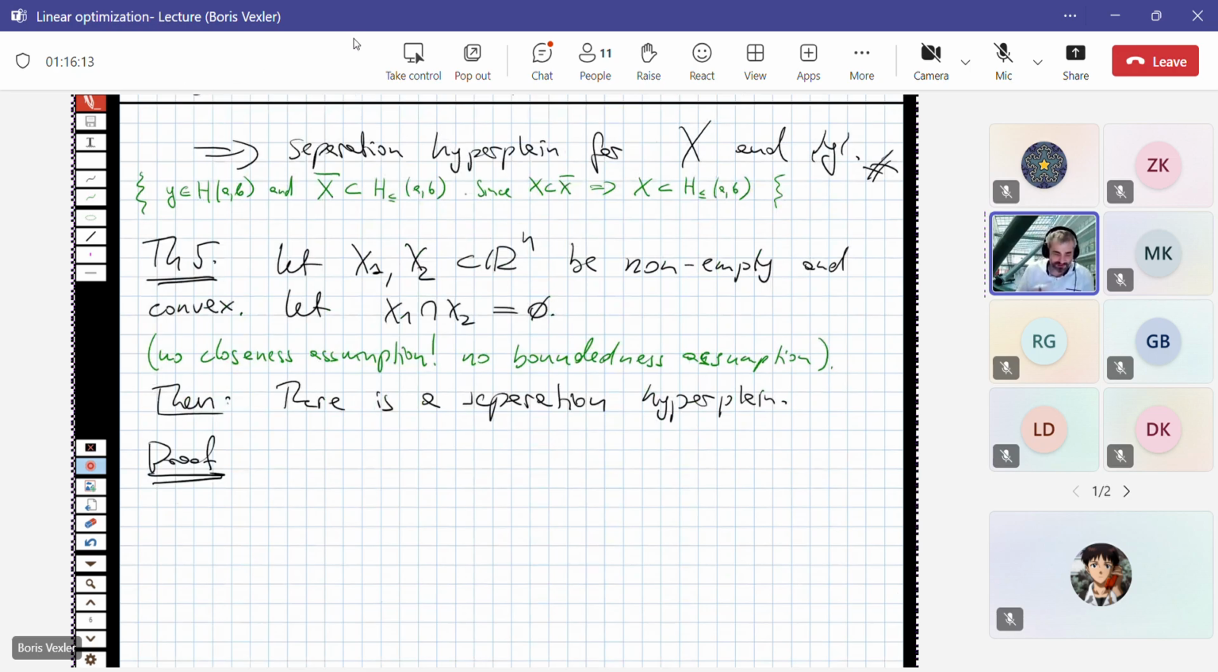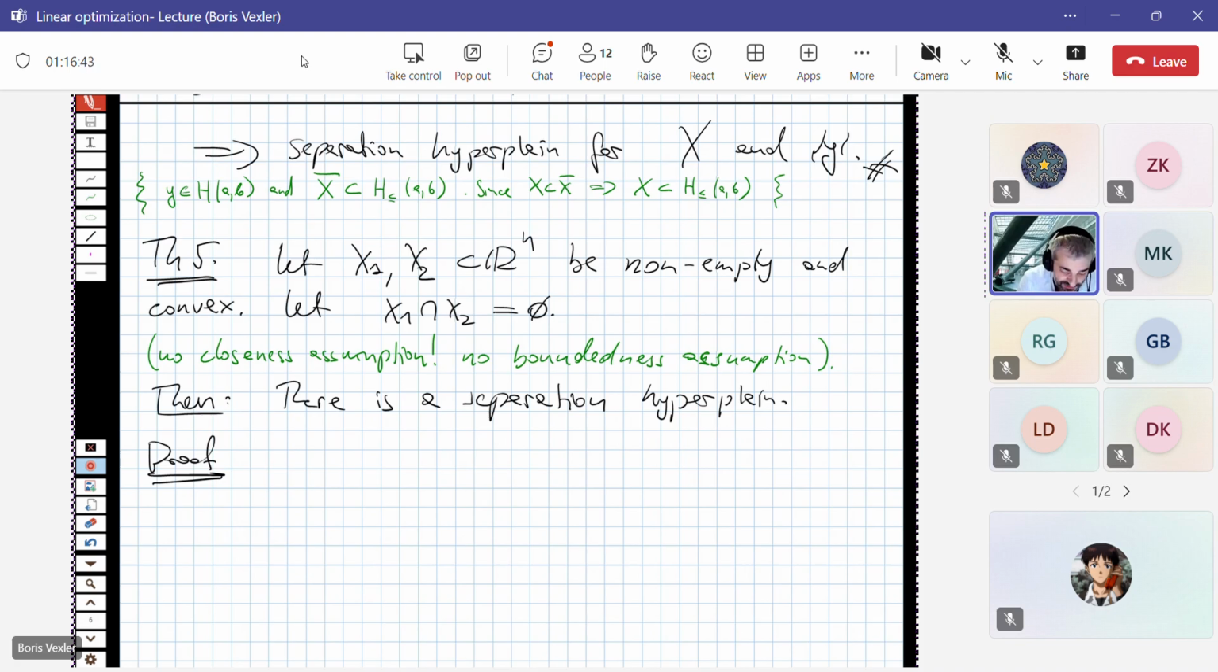Prove now our theorem 5, which says just that we take two sets, x1 and x2, non-empty and convex, no further assumptions, just non-empty and convex, and the intersection empty. No closeness, no boundedness, nothing. And then there is a separation hyperplane. Again, no strict or strong or something like this, just a separation hyperplane.